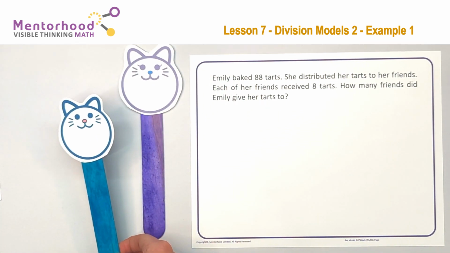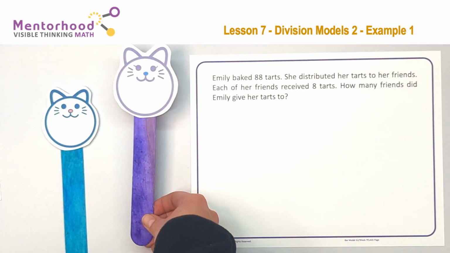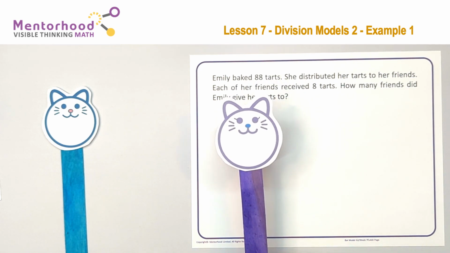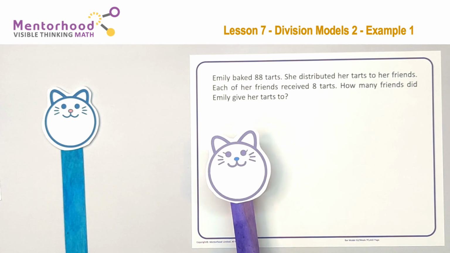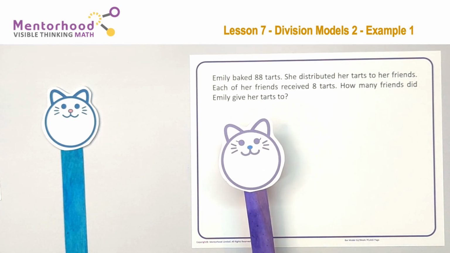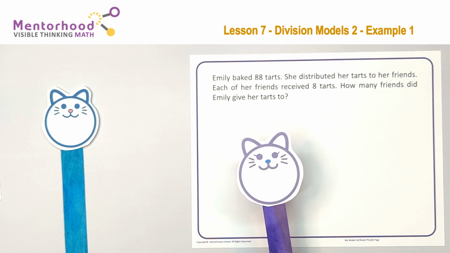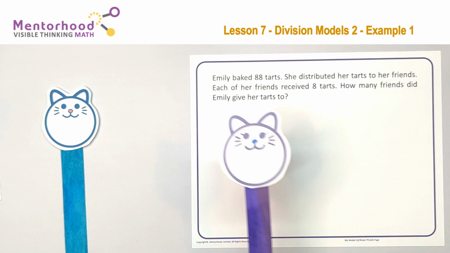Well, I know she has friends, but Emily's the only one with a big total. That's right, we are dealing with one big total, so we are doing a whole part model. Now, do we know the number of groups, in this case, the number of friends, or do we know the number in each group? In this case, the number of tarts that each friend gets.